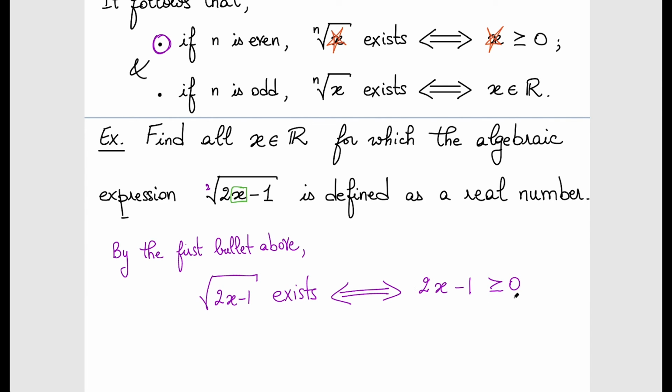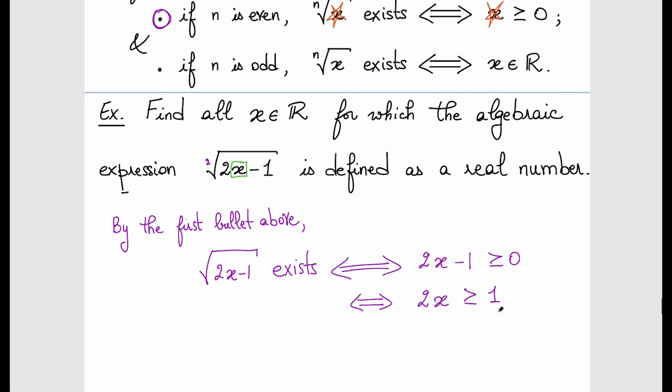Now it becomes a linear inequality in one variable. How do you solve this? I hope you are familiar with this. How do you solve this inequality? You can add 1 to both sides. You get 2x greater than or equal to 1. And then you divide by 2. Since you're dividing by a positive entity, you don't have to reverse the inequality sign. You keep it the same. So you get 1 over 2.